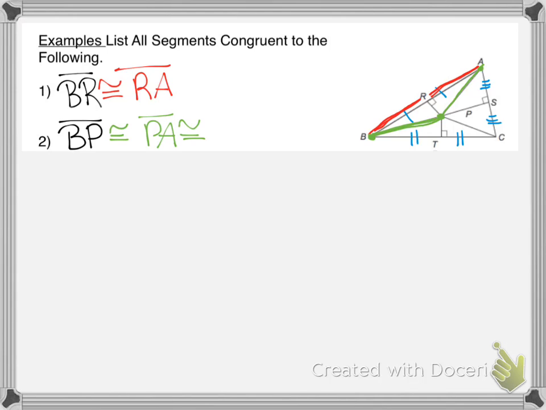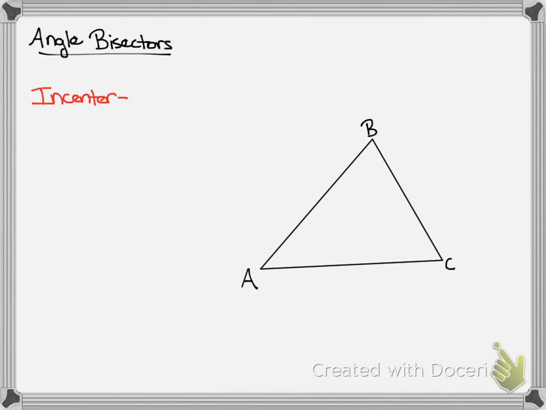And then also C is the other vertex of this triangle, so PC is also congruent to those other two. So those are all the segments that are congruent to BP, PA, and PC because they go from circumcenter to vertex. All right, the next type of segment we're going to look at is an angle bisector.